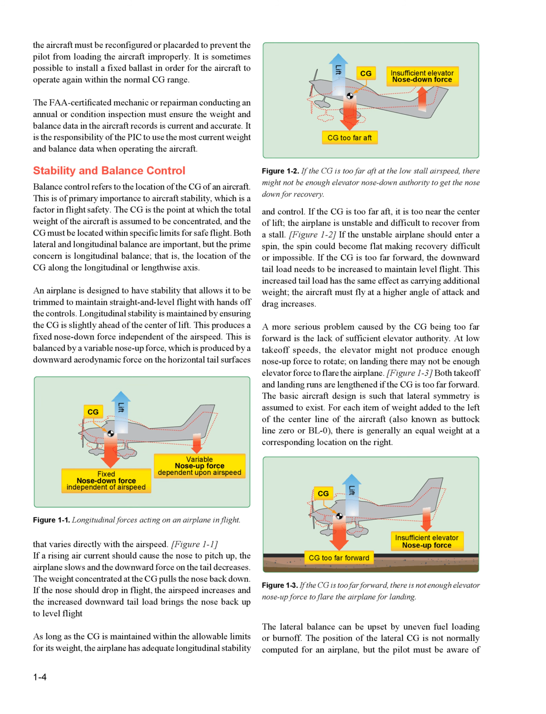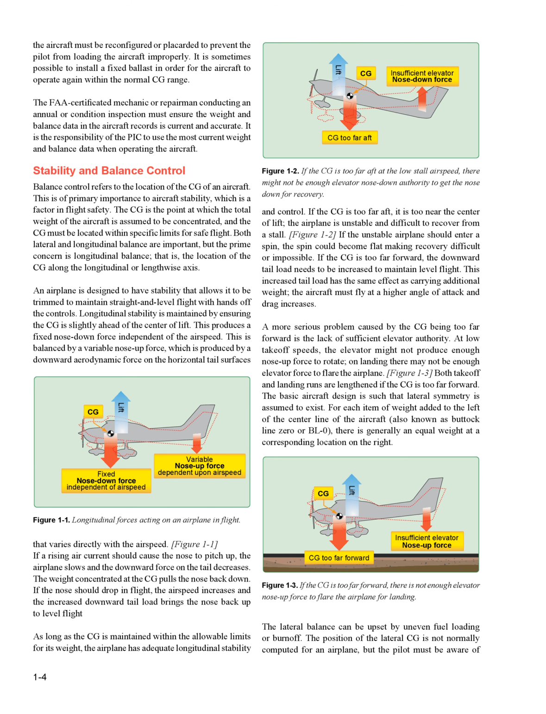Figure 1.1: if a rising air current should cause the nose to pitch up, the airplane slows and the downward force on the tail decreases. The weight concentrated at the CG pulls the nose back down. If the nose should drop in flight, the airspeed increases and the increased downward tail load brings the nose back up to level flight. As long as the CG is maintained within the allowable limits for its weight, the airplane has adequate longitudinal stability and control.